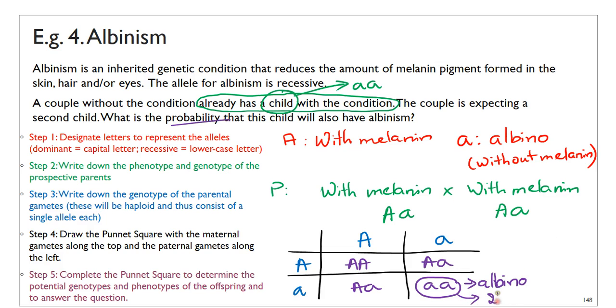So 25%, let me just try to find a place to write the answer. So 25% chance that the second child would have albinism.